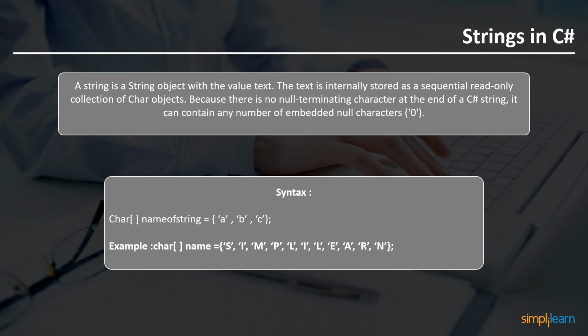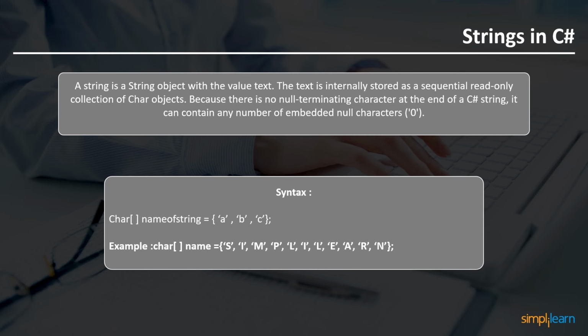So the string in C# is a string object with the value text. The text is internally stored as a sequential read-only collection of character objects. Because there is no null terminating character at the end of a C# string, it can contain any number of embedded null characters. The syntax of string is given below, where first we have a character string followed by a string's name as A, B, C.